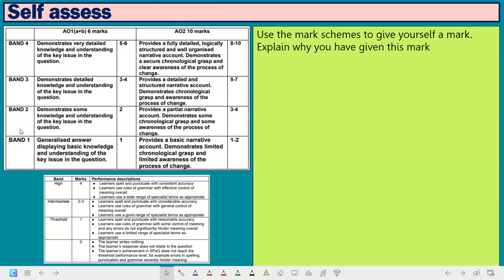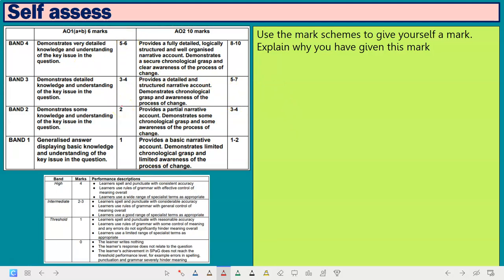So now that you've identified where those things have happened, hopefully you'll be able to understand where it meets the mark scheme. So what you're going to do now is you're going to use these mark schemes to help you to give yourself a mark, and I'm going to talk you through how you're going to do that. You also need to explain why you have given this mark.